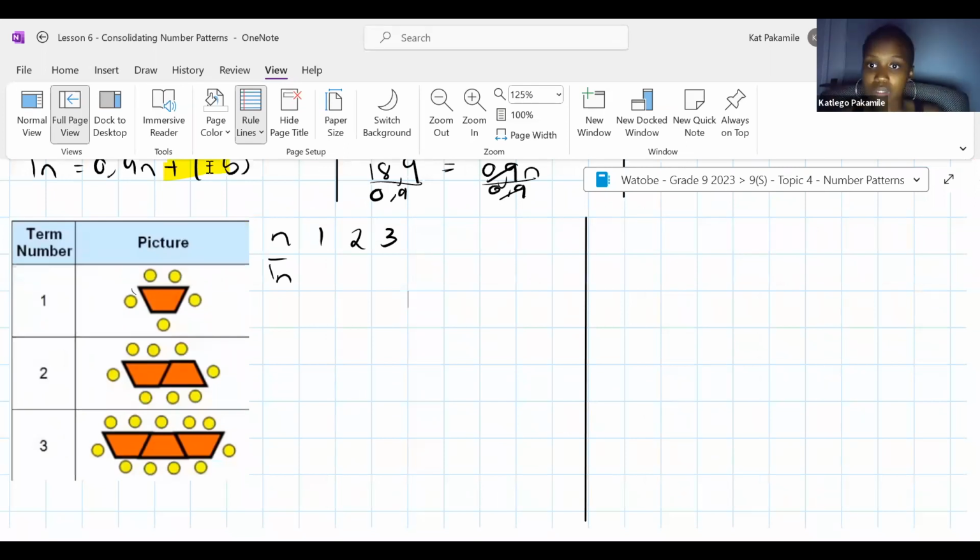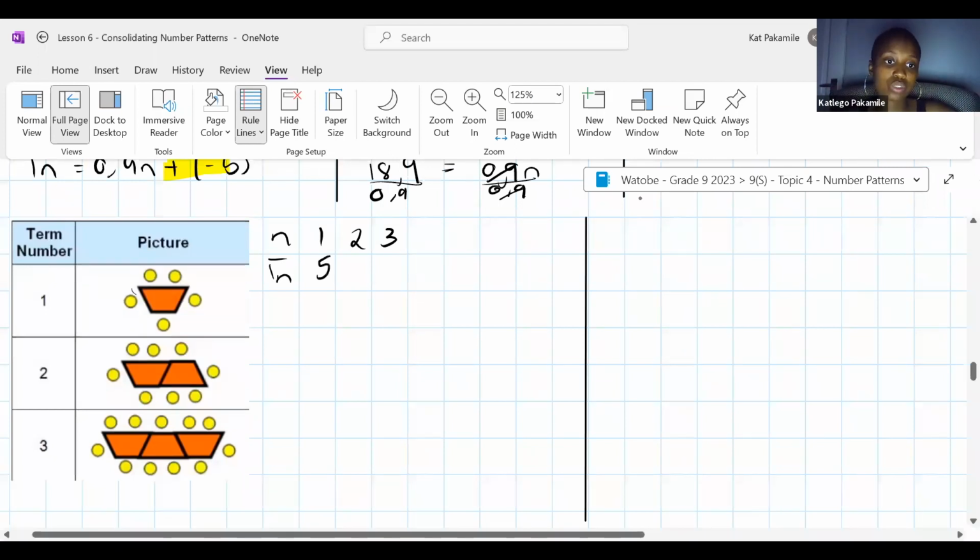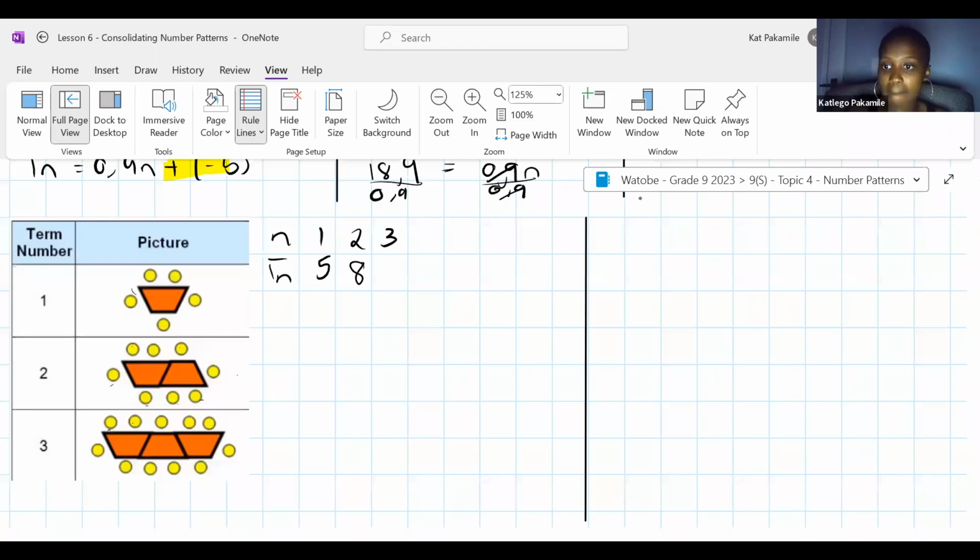Okay, so in the first one, oh, the first one is 5 chairs. Okay, I get it. 5 seats, because it's 1, 2, 3, 4, 5. And then the second one we have 1, 2, 3, 4, 5, 6, 7, 8. And the third one we have 1, 2, 3, 4, 5, 6, 7, 8, 9, 10, 11. What's going on in this pattern, guys? Tell me what's happening in this pattern. What have we here? Hey, Nicola says we are adding 3.